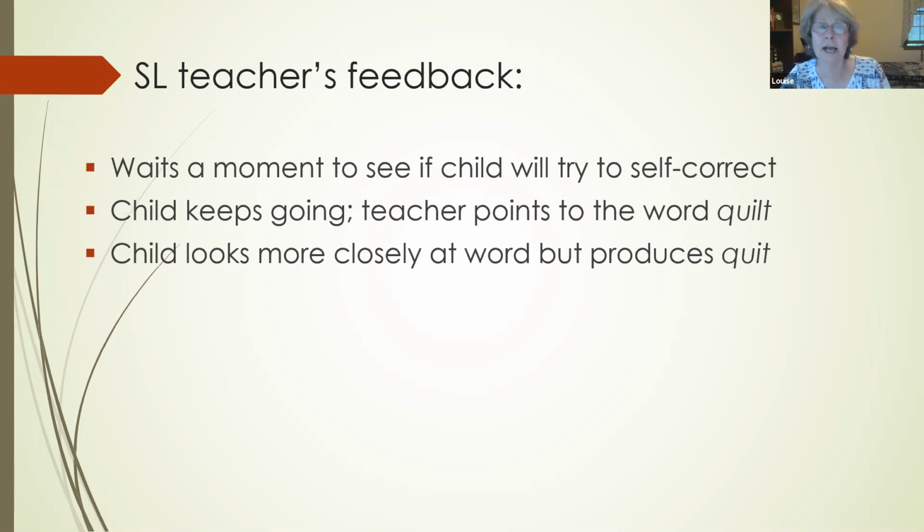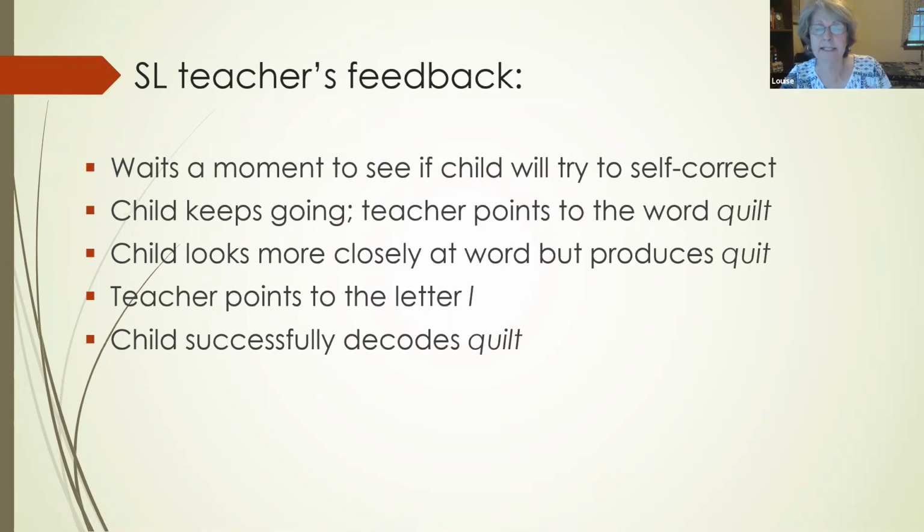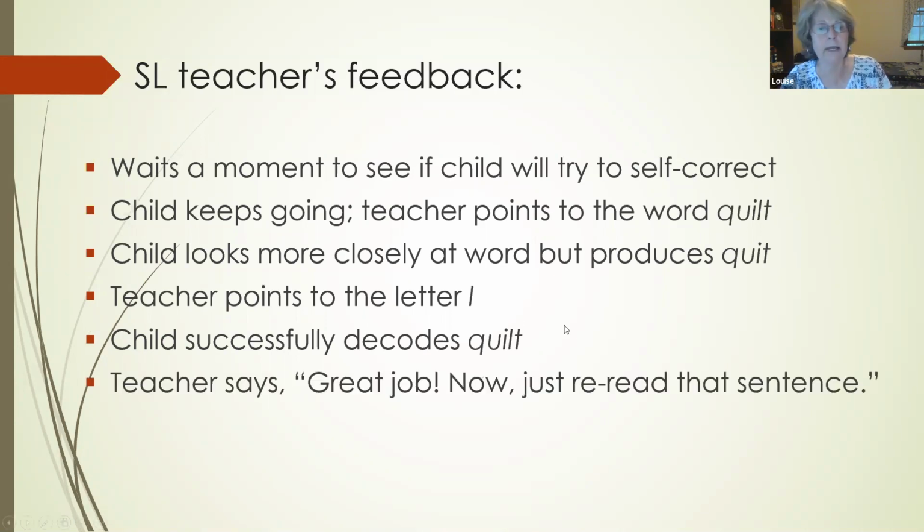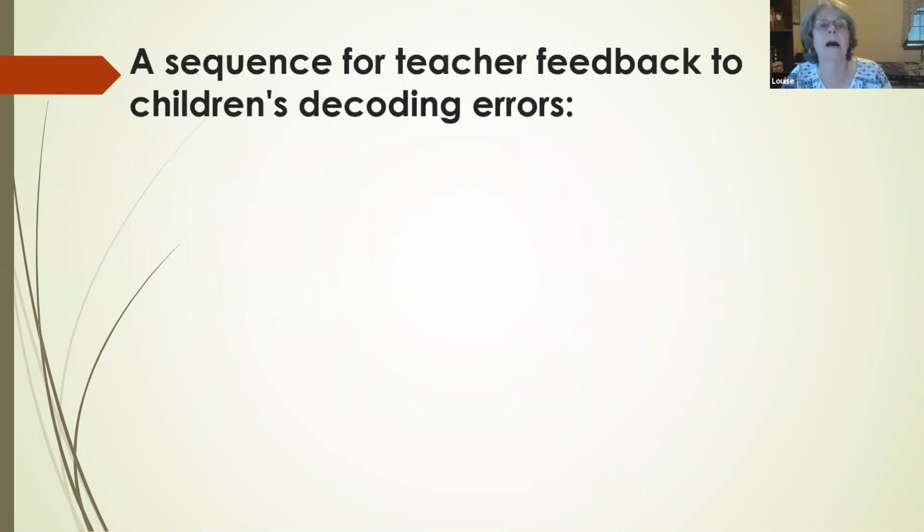So let's say the child looks more closely at the word, but then produces quit instead of quilt. So then the teacher points to the letter L. Let's say the child successfully decodes quilt. The teacher then says something like, great job, now just reread that sentence. So you have the child reread the sentence to establish fluency and comprehension.